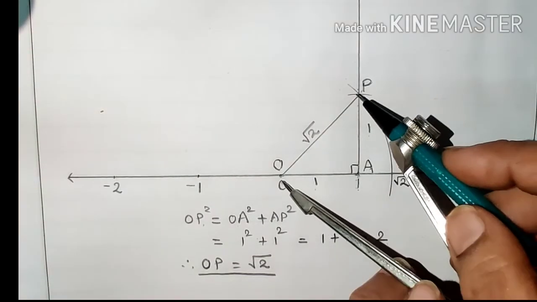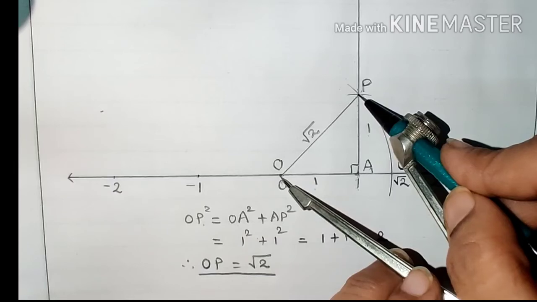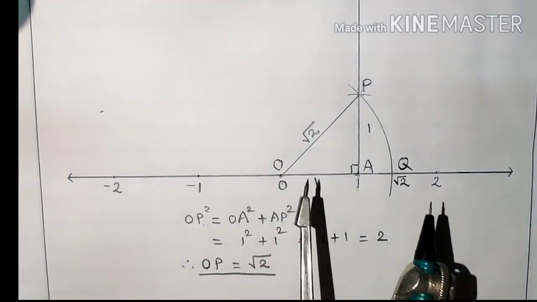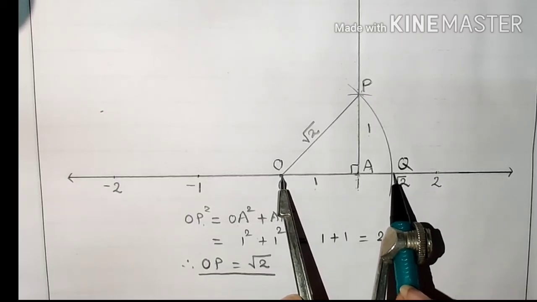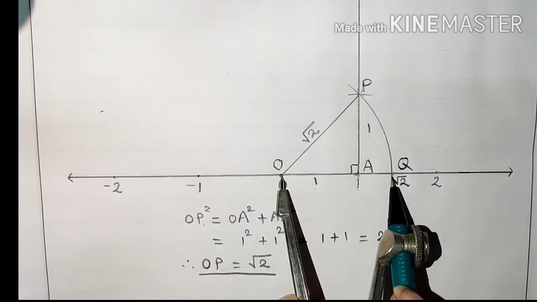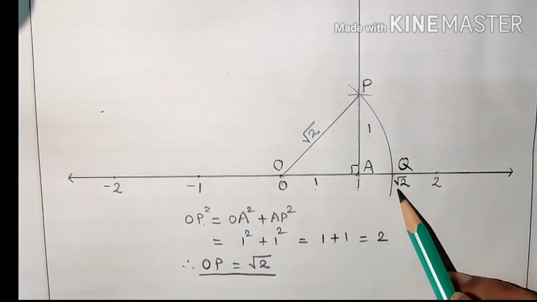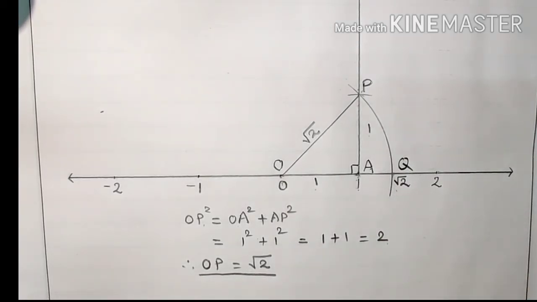So the length of this segment OP is equal to square root of 2, and now the length of segment OQ is also equal to the length of segment OP, that is equal to root 2. Therefore, point Q will represent the number root 2.